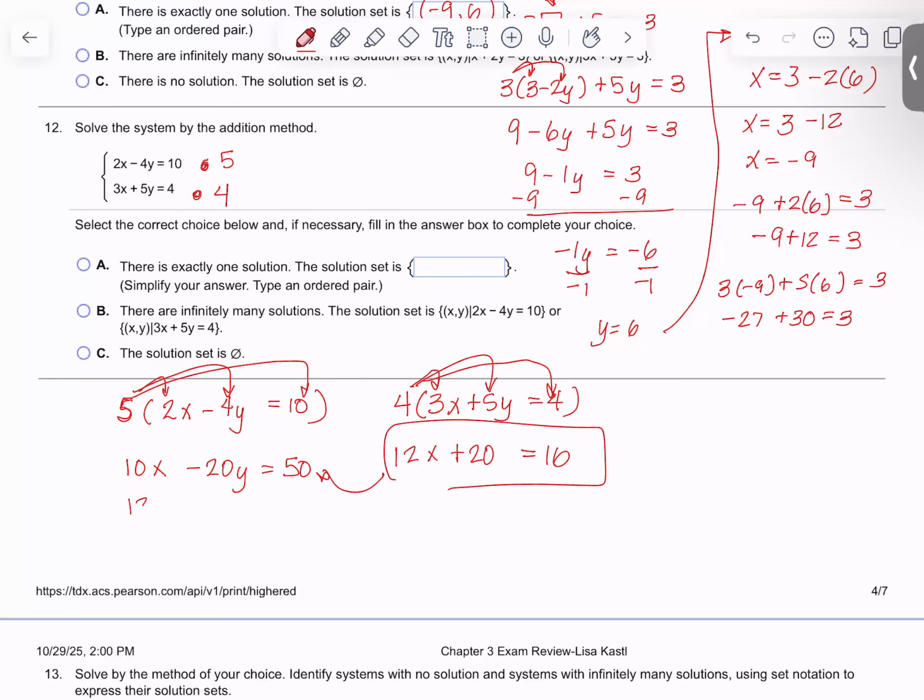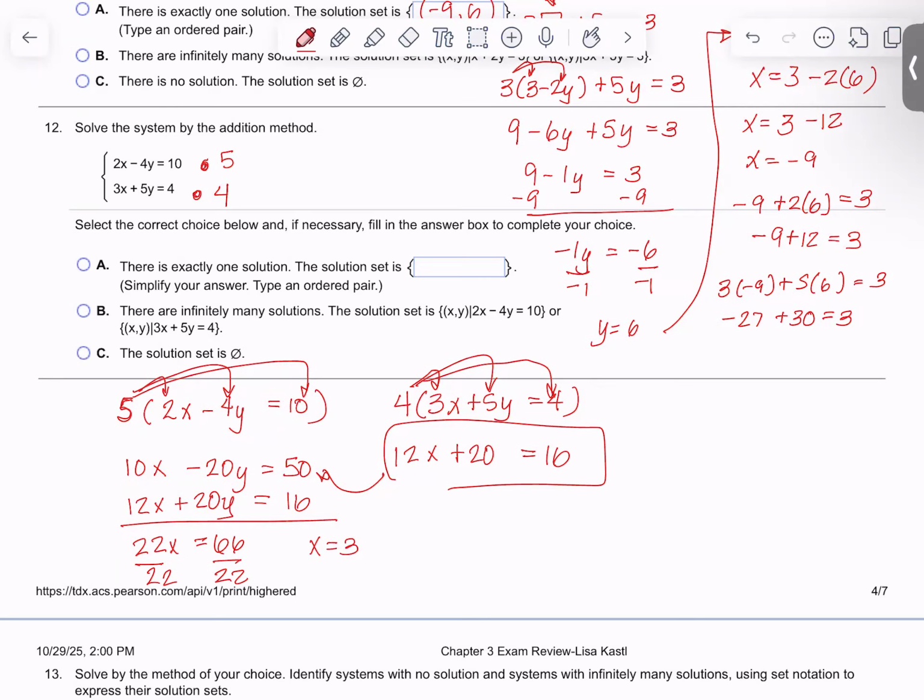So I have 12x plus 20y equals 16. And what I intended to happen, happened. The -20y plus 20y is 0. 10 plus 12 is 22x. 50 plus 16 is 66. So we're going to divide both sides by 22. And we're going to get x is 3. 66 divided by 22 is 3.